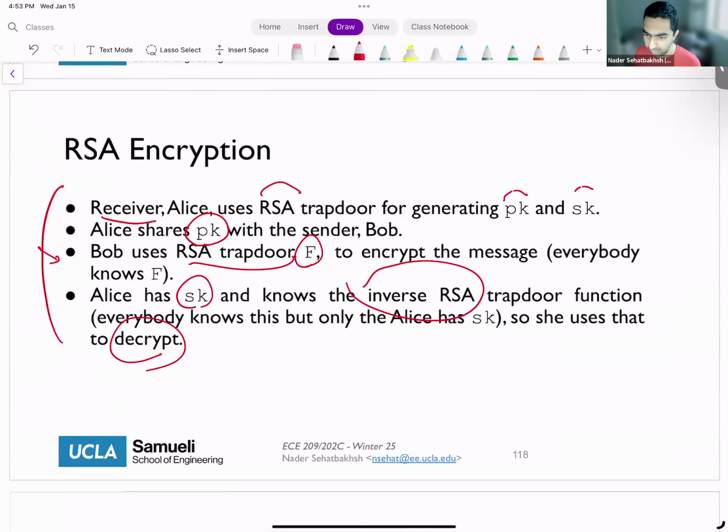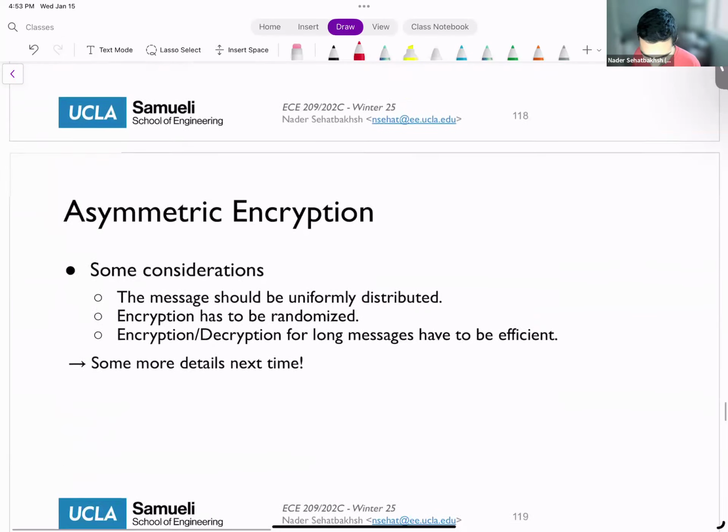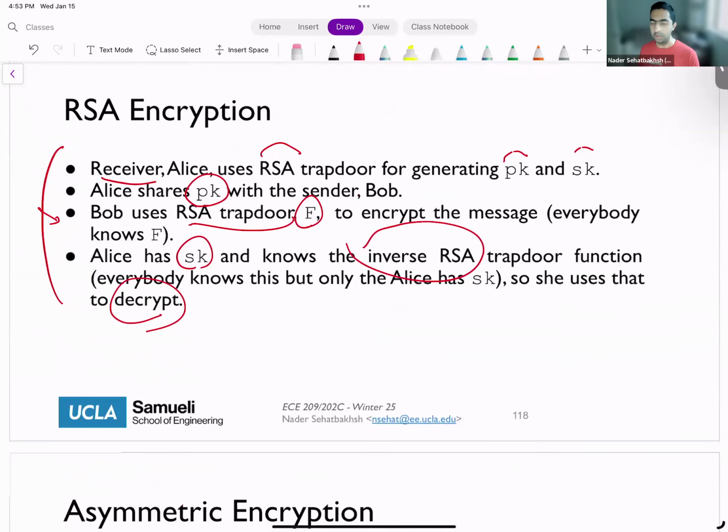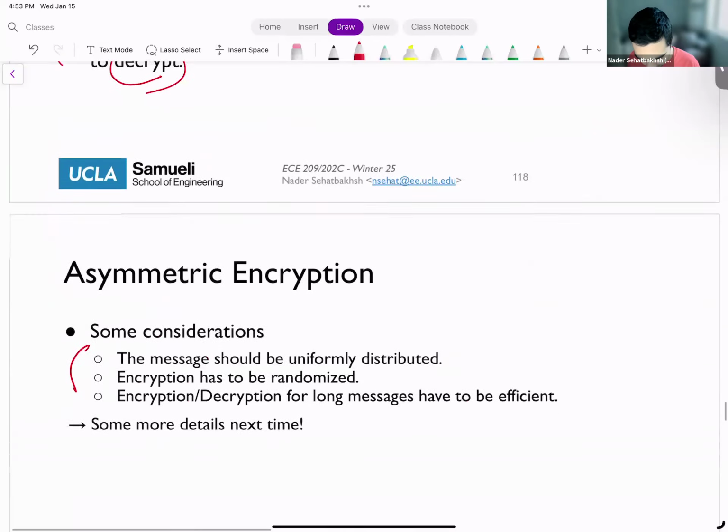Why is it not a good idea to directly use the RSA trapdoor function? Because in order for this system to be secure, there are three things that we need to worry about. First of all, the message should be from a uniformly distributed domain. Our English language messages, for example, are not uniformly distributed. So we need to first encode the message in some other domain and then use the trapdoor function. Otherwise, there is no guarantee that the adversary will not learn anything about the message.